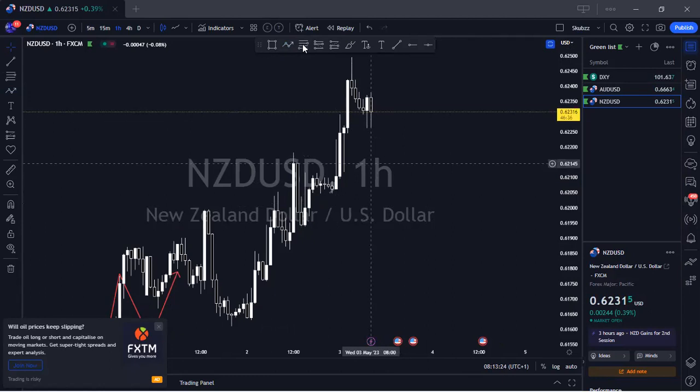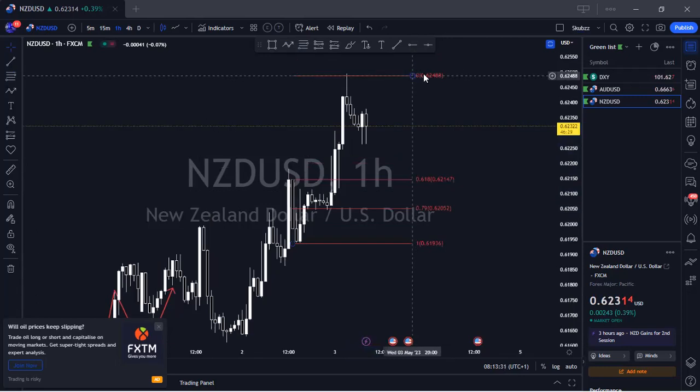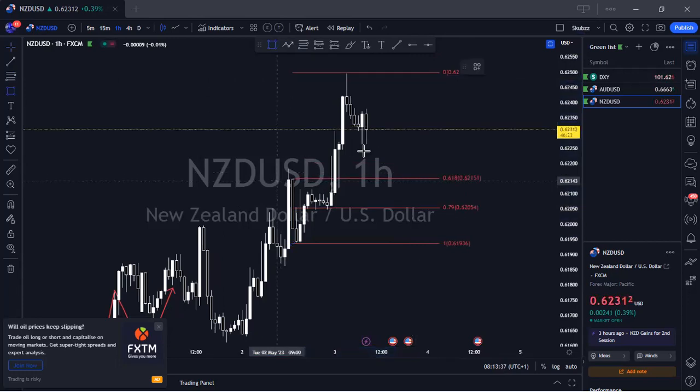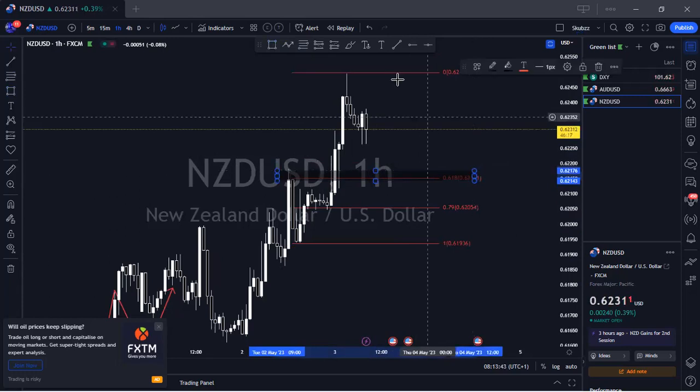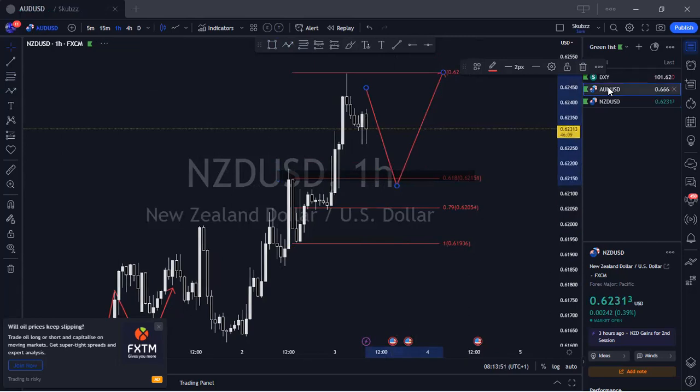So now let's plot our fib from the low to the high. And then you see that our Fibonacci is actually aligning with our 0.618. It's very sweet stuff. This is a very nice trade for us to take. What we're going to do now is just wait for price to get into this area. Then we jump on the buys to the upside. Simple as that. Then let's go to AUDUSD.